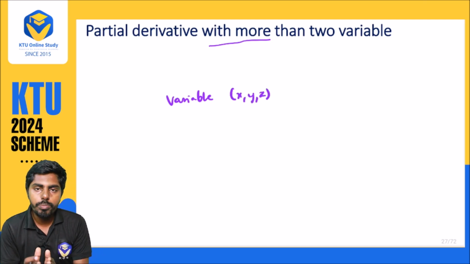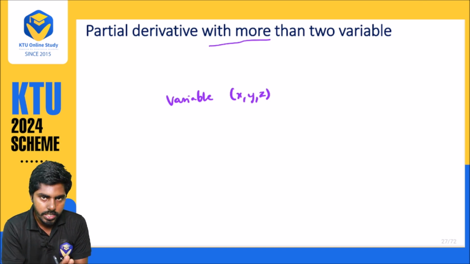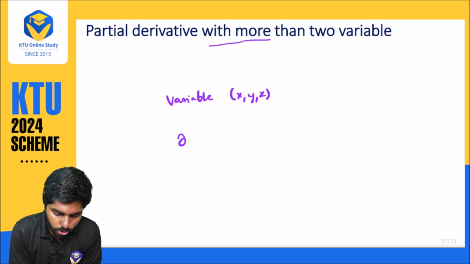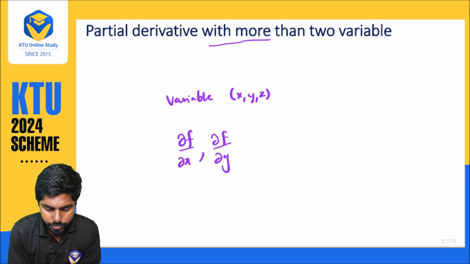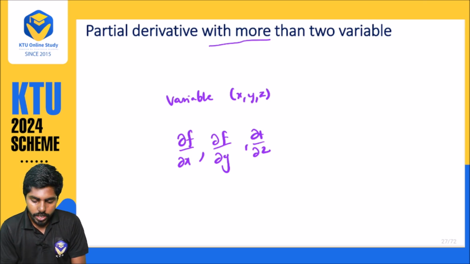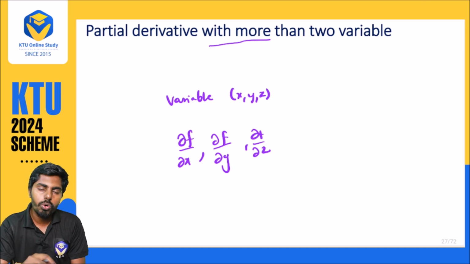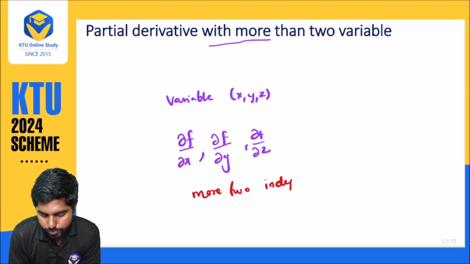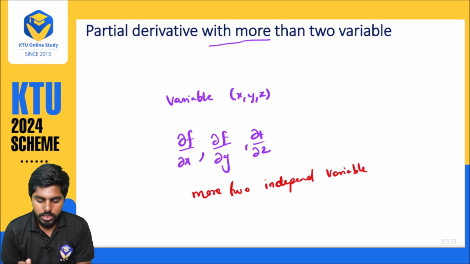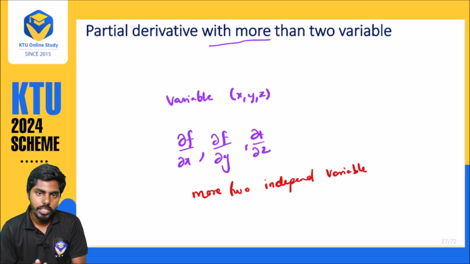So we are doing partial derivative with respect to x, with respect to y, that is dou f by dou x, dou f by dou y, and dou f by dou z. So more than two variables means more than two independent variables. This is the condition they have given. Okay, so let me go to problem number 1.